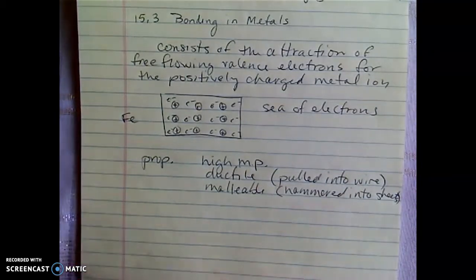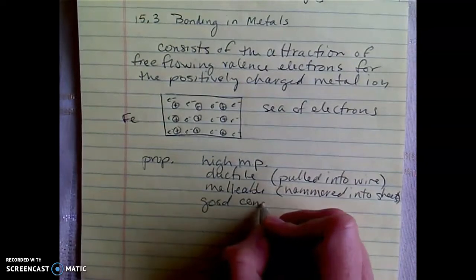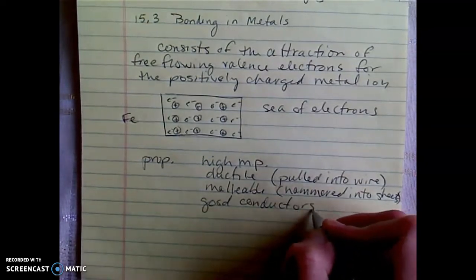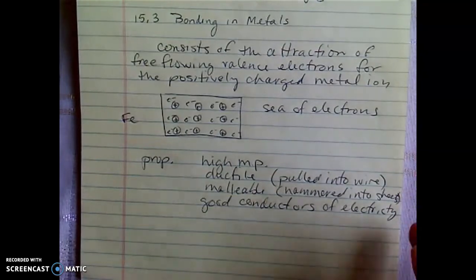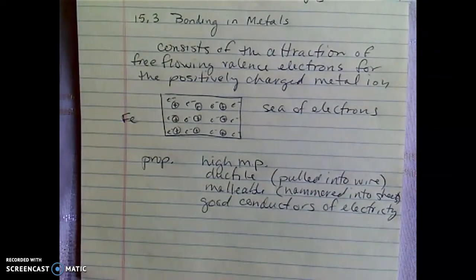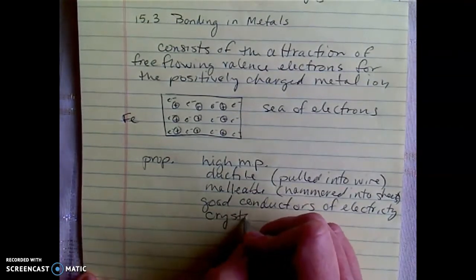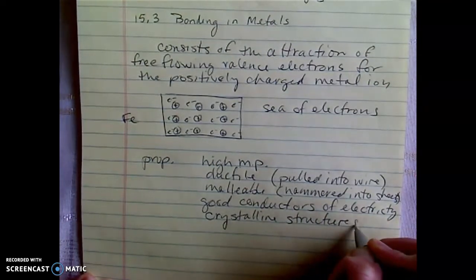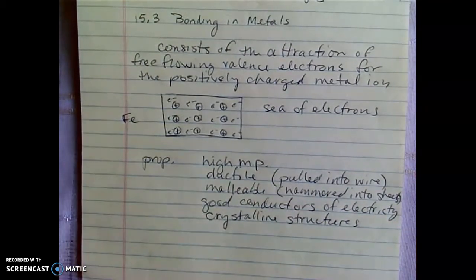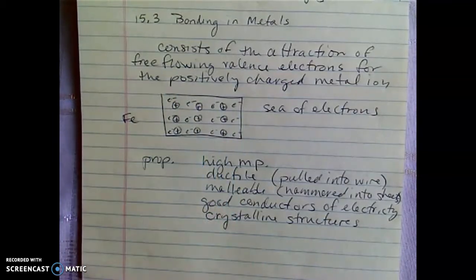And they are very good conductors of electricity. And of course, since they are tightly packed and arranged in a 3D pattern, they do have, believe it or not, crystalline structures. Okay, so these are all the properties of metals. And again, all of these properties are due to the movement of electrons.